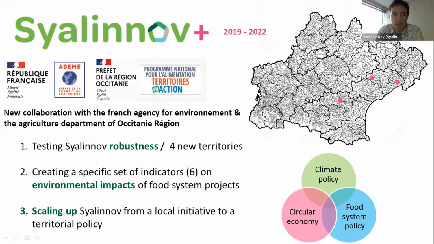Just some news, maybe, about what's next. Since 2019, we started a new collaboration with the French Agency for Environment and Energy, as well as the Agriculture Department of Occitanie region, with 3 main objectives: first, to test Syalinnov on new territories; to create a specific set of indicators about environmental impact; and last but not least, to scale up Syalinnov from very local initiatives to a more global territorial food policy.